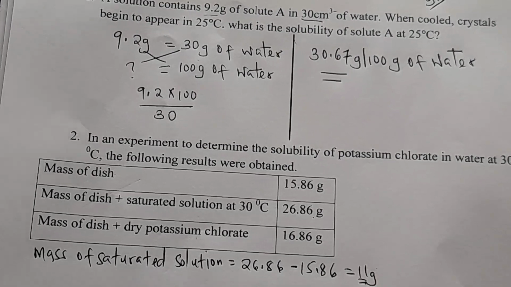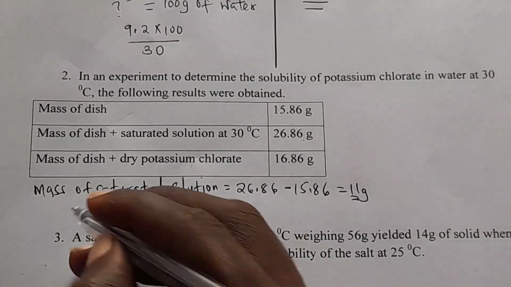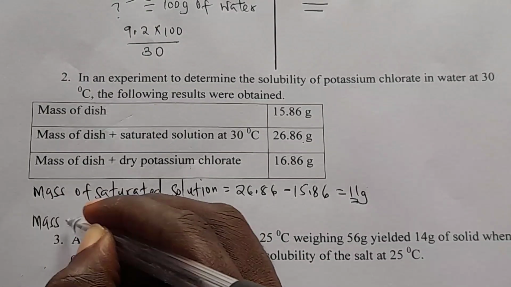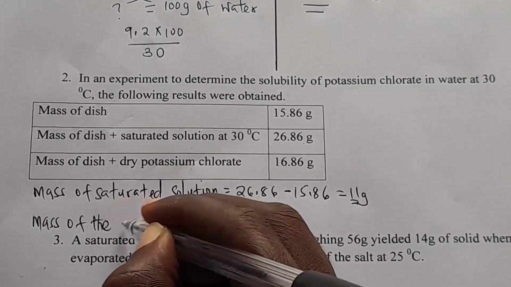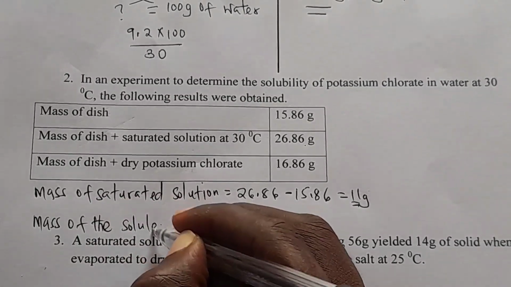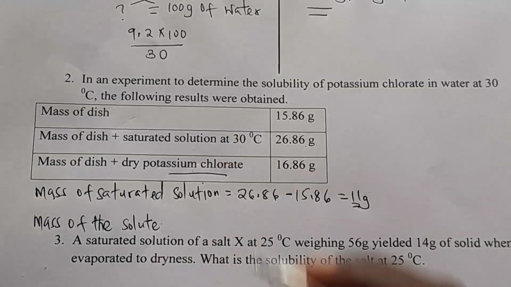We're having 11.0 grams. So next, let's get the mass of the solute, or the mass of the solid, that is the potassium chlorate.